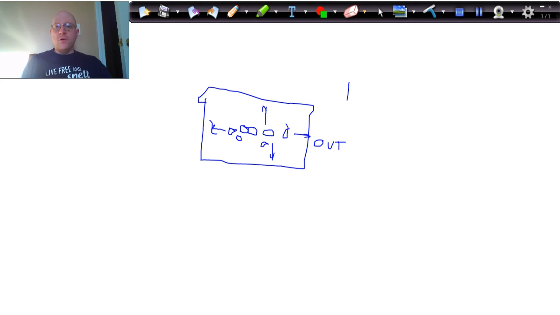Oops. Let's try it again. Oldest cells are being pushed outwards, but your newest cells are in the middle.